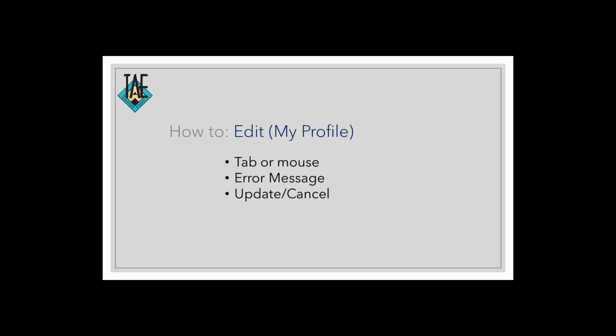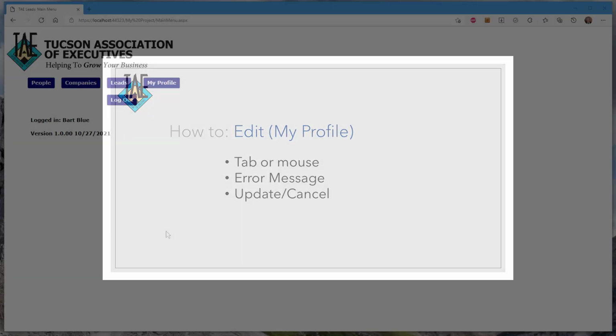That's the first thing you're going to want to do when you go to use the system, to make sure that your contact information is correct, and also to set your own password, changing from the default password that you've been supplied to one of your own choosing. While we work on my profile, we'll be learning how to edit data in the system in all the different areas. We can use a tab or a mouse. You'll see some error messages, so you'll understand when the system is telling you that something else needs to happen, and the update and cancel buttons in Edit.